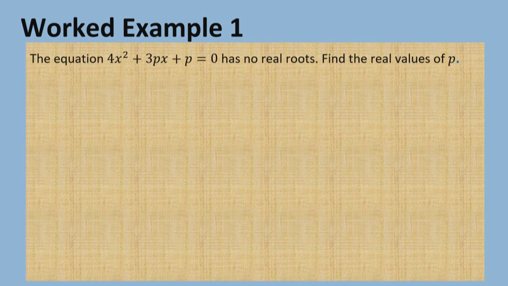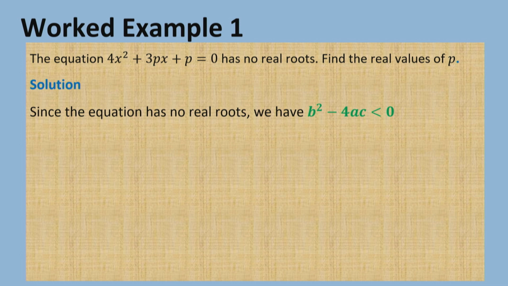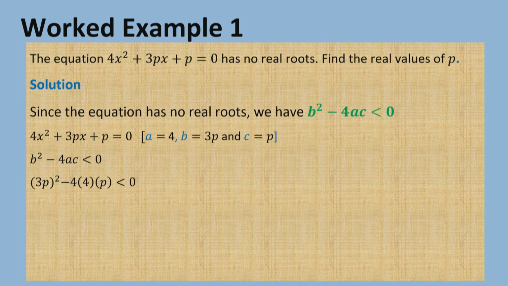The equation 4x squared plus 3px plus p equals 0 has no real roots. Find the real values of p. Okay, how do we proceed? Since the equation has no real roots, we have b squared minus 4ac is less than 0. Now, let's look at the values for a, b, and c. In our case, a equals 4, b equals 3p, and c equals p.